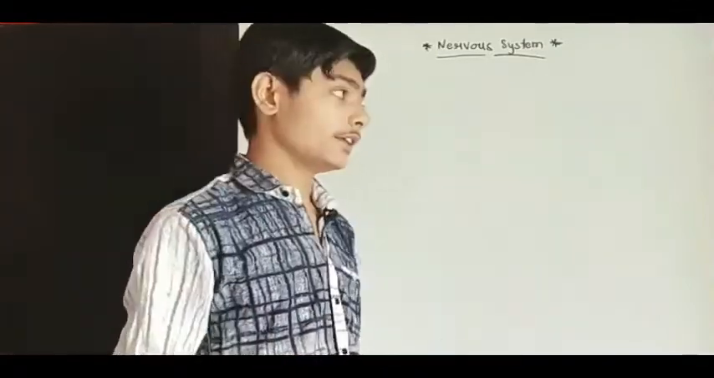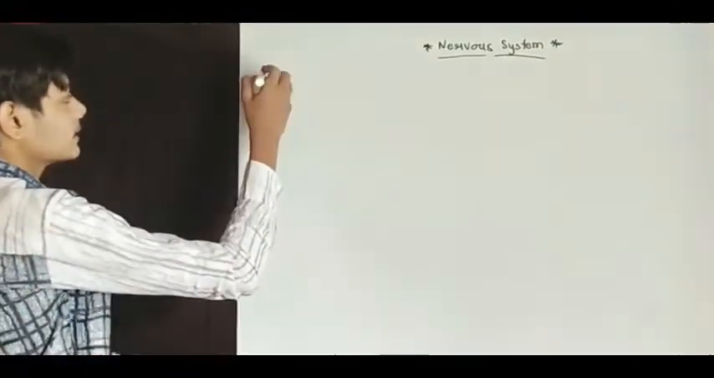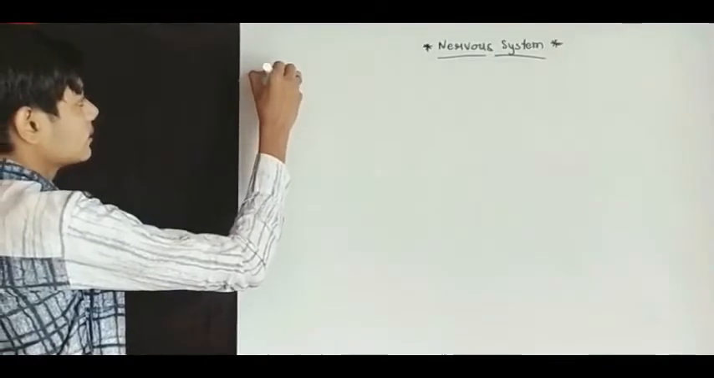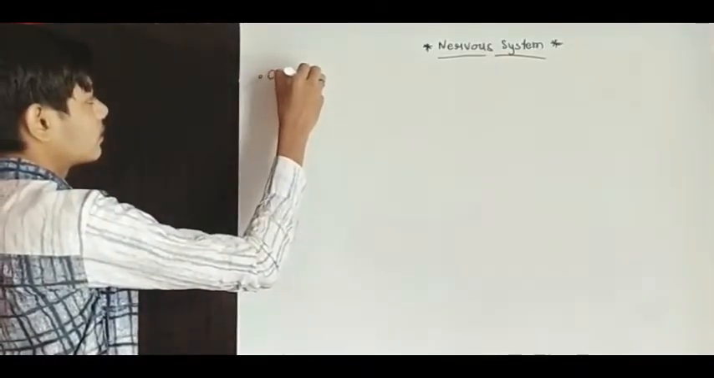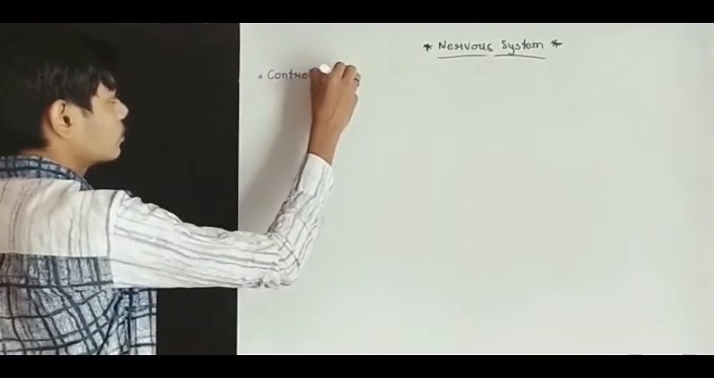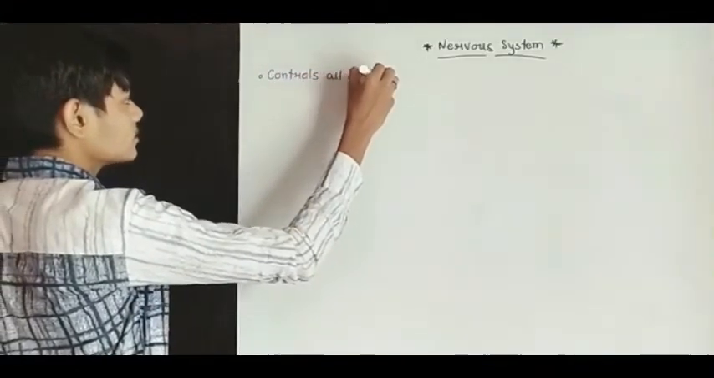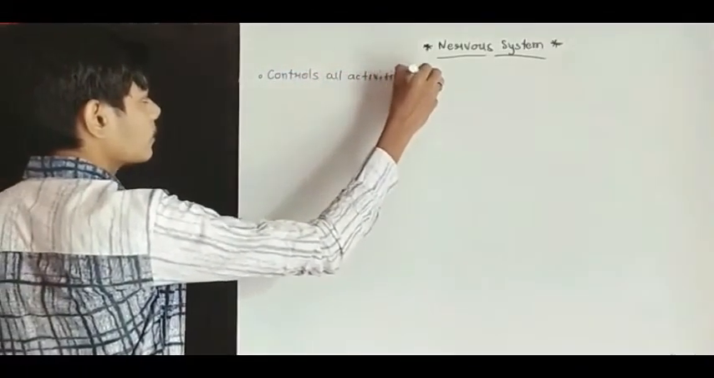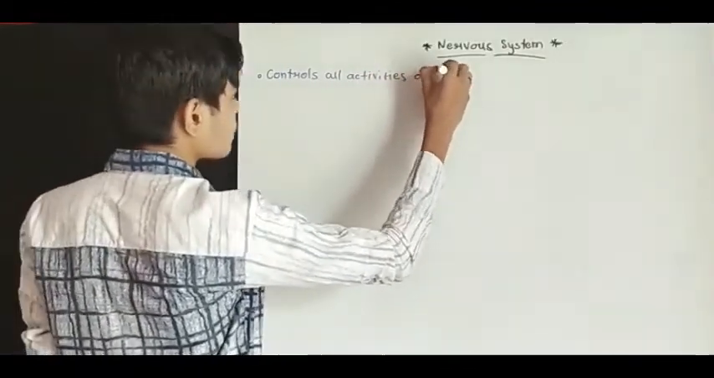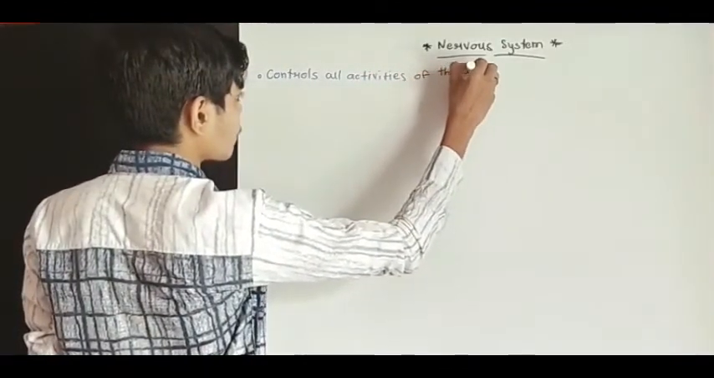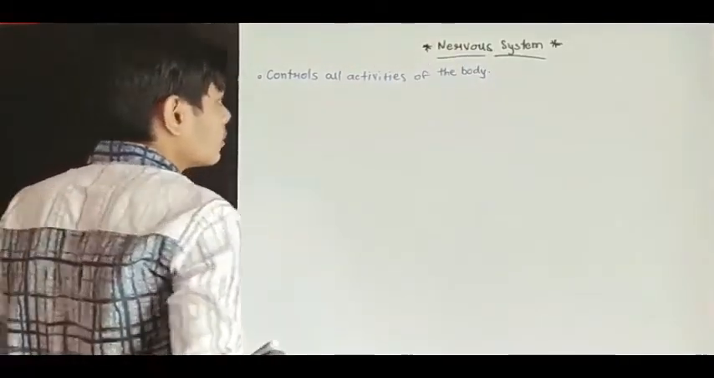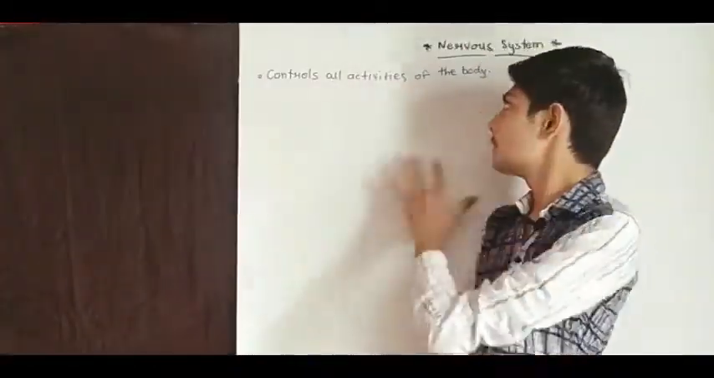So first of all, the nervous system controls all the activities of the body. બોડીમાં જે કંઈ પણ એક્ટિવિટી થાય છે એ નર્વસ સિસ્ટમ દ્વારા કંટ્રોલ થાય છે. It controls all activities of the body. નર્વસ સિસ્ટમ દ્વારા જે બધી એક્ટિવિટી છે કંટ્રોલ થાય છે આખા બોડી.